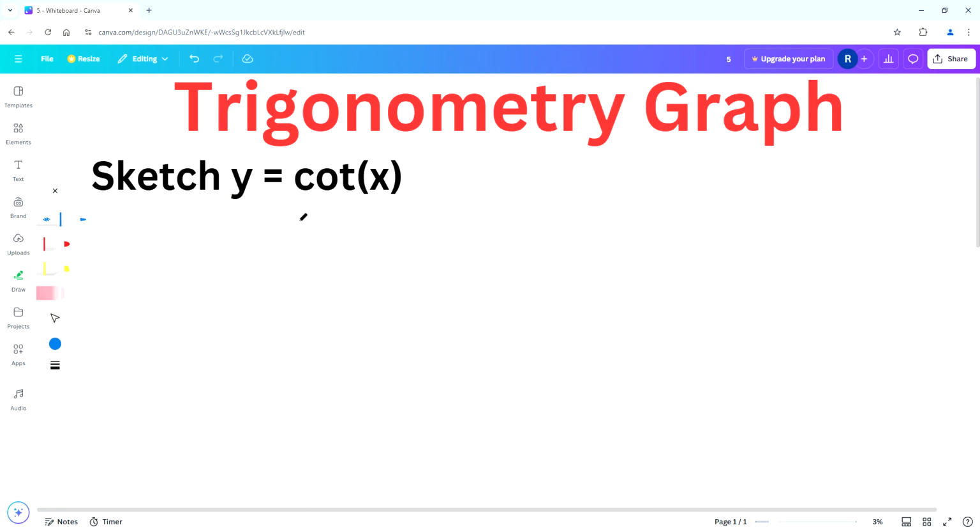The similarities between the graph of cotangent x and tan x are that they both have vertical asymptotes, they have x-intercepts, and their graphs are set of curves between consecutive vertical asymptotes. We can use some of the features from the sketch of tan function to sketch cotangent function. Let's start with the vertical asymptotes and x-intercepts.